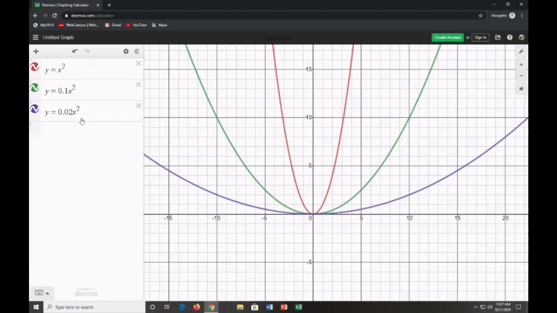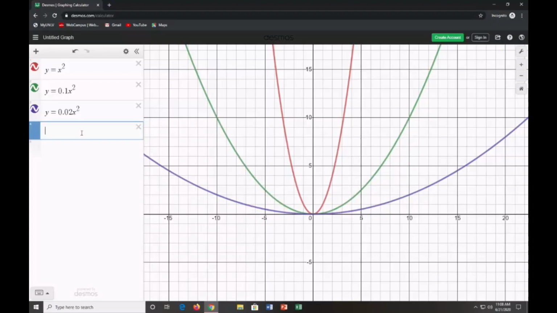But if the coefficient is between 0 and 1, look what happened to the green one. That's the one that has coefficient 0.1. And the purple one has coefficient 0.02. Look how much flatter it is. So if the coefficient of any of these functions we discussed is between 0 and 1, it has this effect of flattening the curve, right? Just like that.